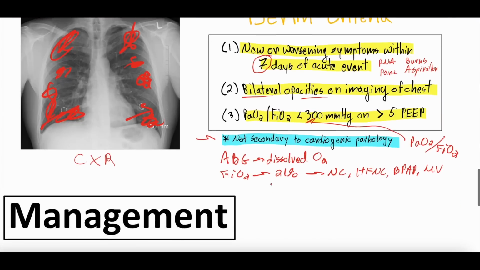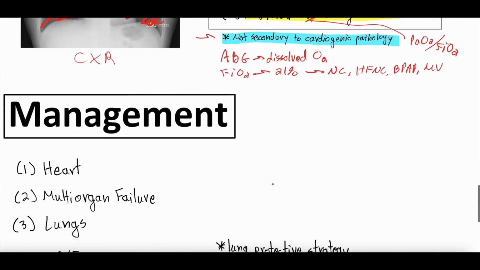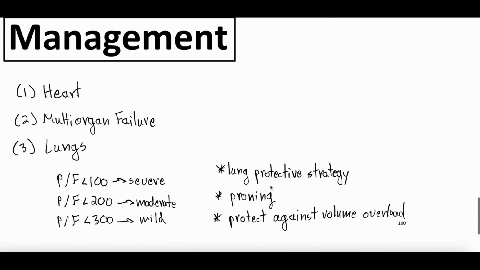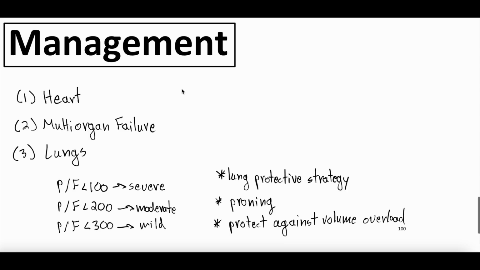All right, now we've diagnosed it. We know how it happens. How do we manage it? Well, for management, we broke it down into a couple different things. Because remember, we said ARDS affects multiple different organs. A big one of those organs is the heart.